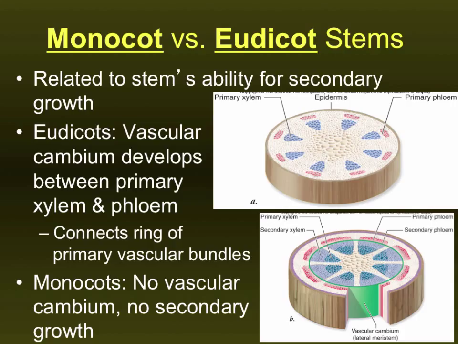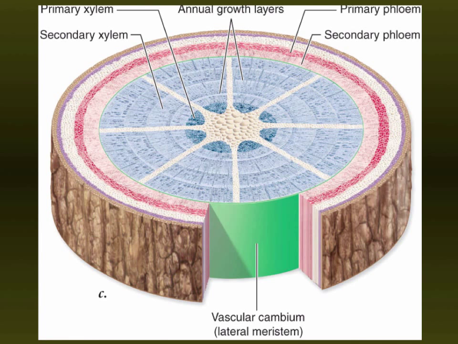Monocots don't do this. Monocots, for the most part, do not have any secondary growth. Just about the only exception to that would be palm trees, because palm trees are monocots, but they do have a woody stem. But otherwise, monocots never do any secondary growth.